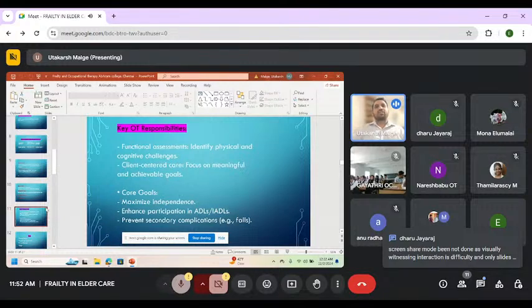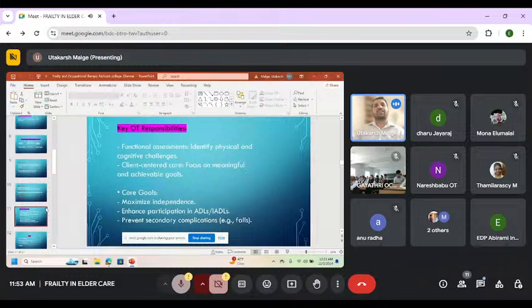So what are the OT's responsibilities? Key OT responsibilities. As an OT, we'll first do the functional assessment, identify the physical and cognitive challenges in the patient. Physical challenges, especially like you see, their coordination is impacted, fine motor coordination, gross motor coordination, strength, hand and upper extremity strength, then the balance, static balance, dynamic balance, or even the crossing midline, or reaching up in the cabinet, or just lateral side reaching, forward reaching. So basically the reach is also affected.